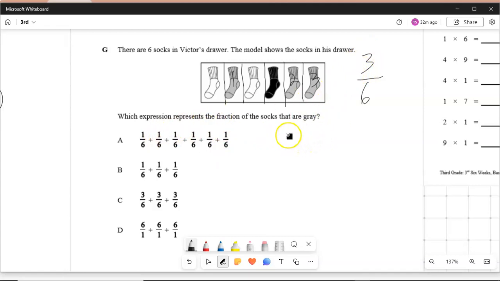And if I was going to write a number sentence for that, that would be 1/6 plus 1/6 plus 1/6. So that's 1/6 for each of the socks. Okay, answer choice A looks like all of the socks. That's not right. Answer choice B does look similar to what I wrote, so I'm going to put a maybe there. This says 3/6 plus 3/6 plus 3/6. That doesn't work. And this one says 6/1, 6/1, 6/1. And that one doesn't work. B would be the correct answer. Okay, and that concludes 4A.